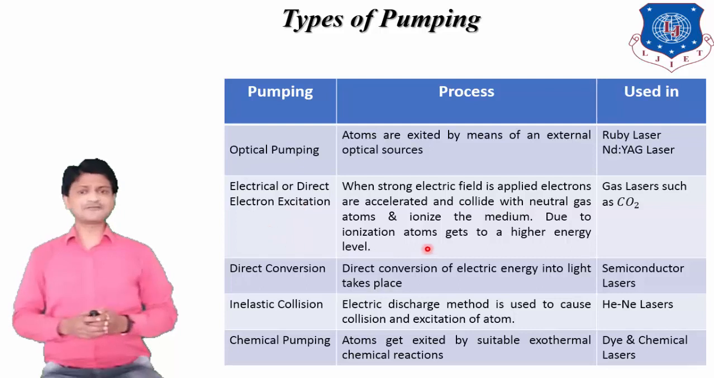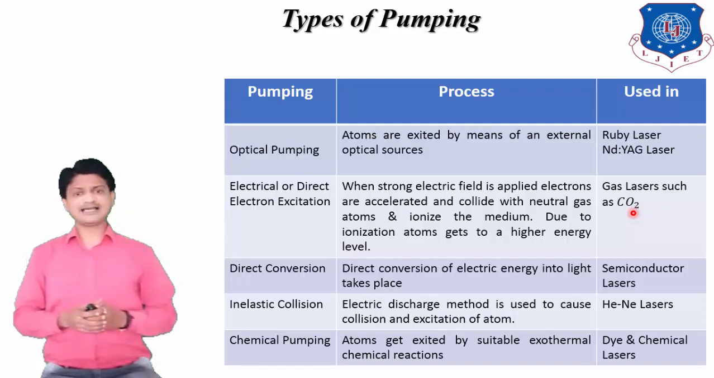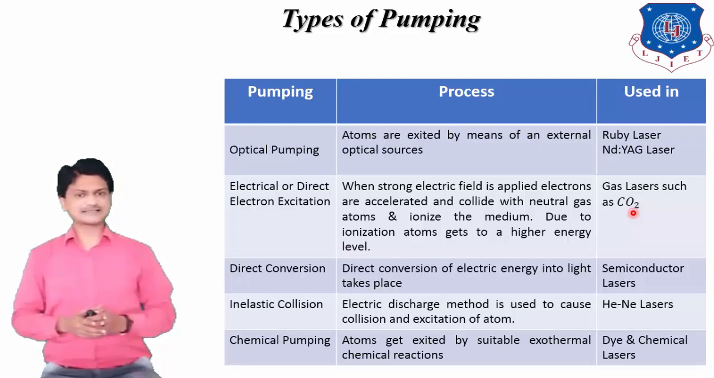When a strong electric field is applied, electrons are accelerated and collide with neutral gas atoms and ionize the medium. Due to that ionization, the atom gets to the higher energy level. So in this type of pumping, we apply the external electric field, and due to that electric field, electrons are accelerated and ionize the medium. This type of electrical pumping is used in gas lasers like CO2.